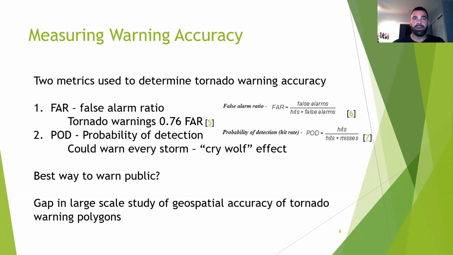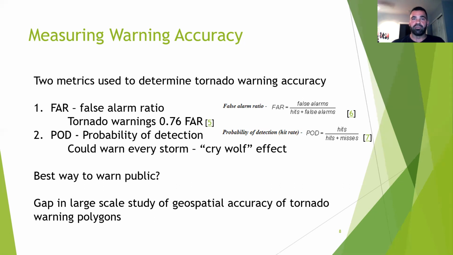A probability of detection, or POD, is the fraction of observed events that were correctly forecasted. It is possible to increase POD by increasing tornado warnings for every storm. What that means is that there could be a cry wolf effect, where the public would simply ignore the tornado warnings, and that's not something that we want. FAR and POD should be used together, as POD is sensitive to hits but ignores the false alarms, while FAR is sensitive to hits but ignores the misses.